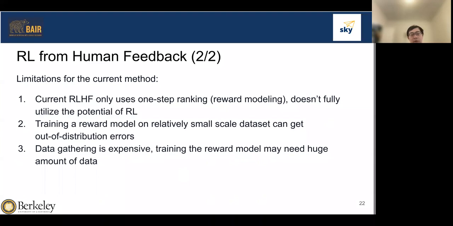But I do suspect that out of all the data collected afterwards, they actually use a very large dataset and train a reward model to do this. This process is expensive. Another issue is that there are some tasks which humans cannot easily rank which output is better.